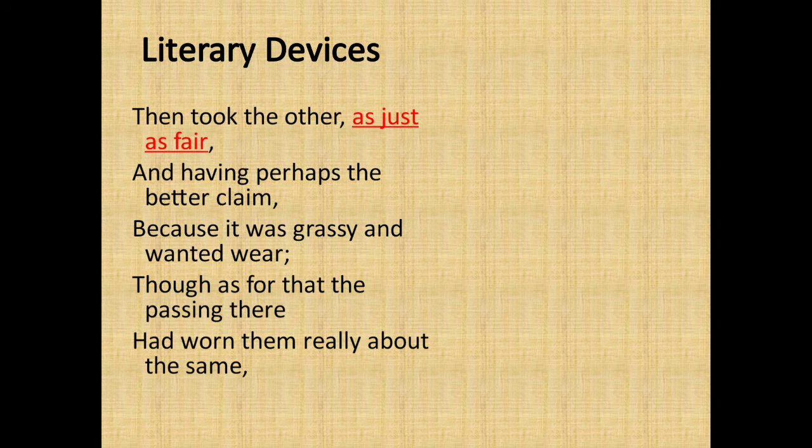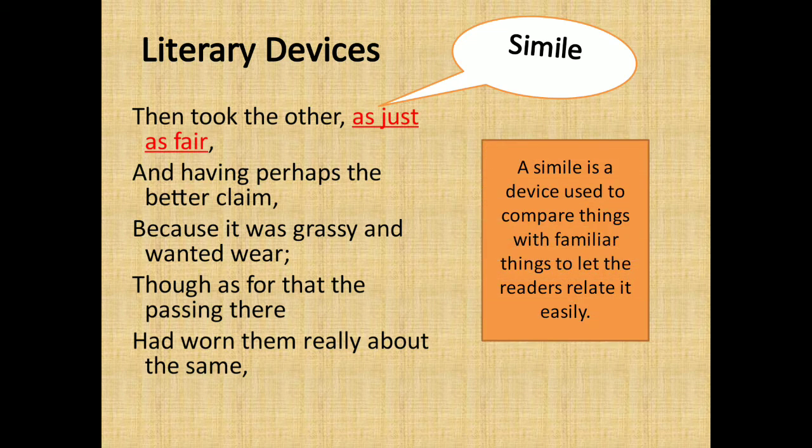Now, we are focusing on the literary devices. In the second stanza, there are many literary devices used. The first one I'm going to explain today is the simile. Now, what is a simile? A simile is a device used to compare things with familiar objects or familiar things to let the readers relate to it easily. Let's look at the line: Then took the other as just as fair. Here he is comparing the two roads with each other. He is comparing that both the roads are quite similar to each other.